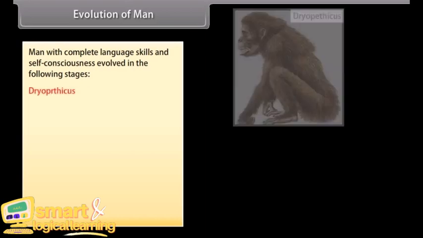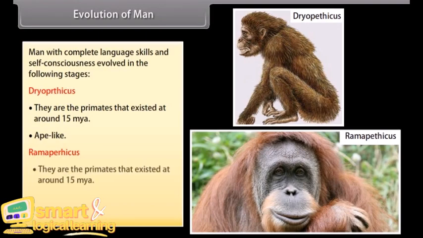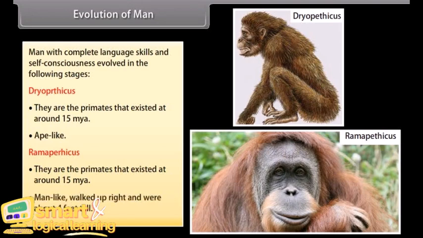Evolution of man. Man with complete language skills and self-consciousness evolved in the following stages. Dryopithecus are the primates that existed at around 15 million years ago. Ape-like. Ramapithecus are the primates that existed at around 15 million years ago. Man-like, walked upright and were about 4 feet tall.